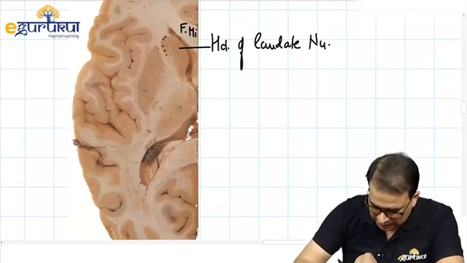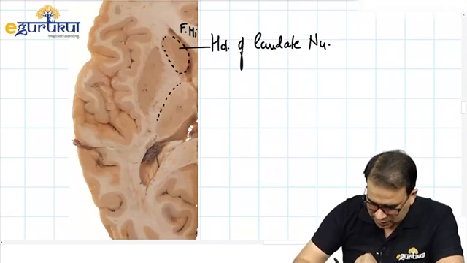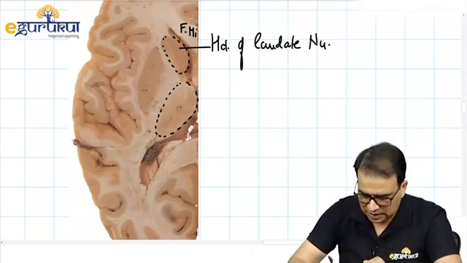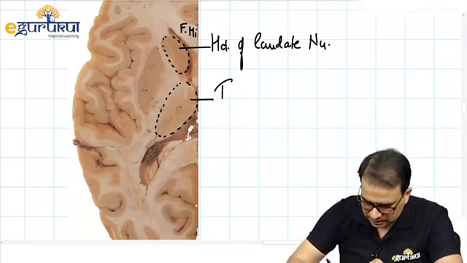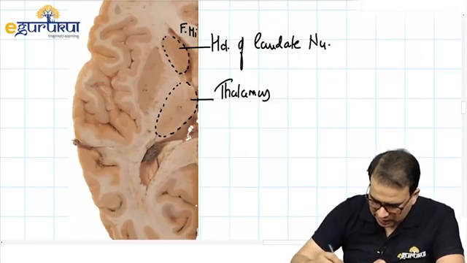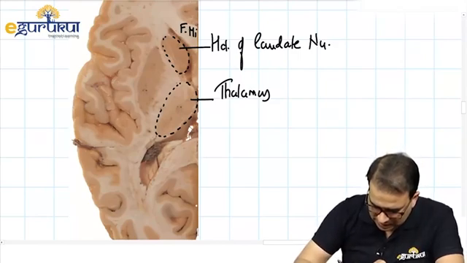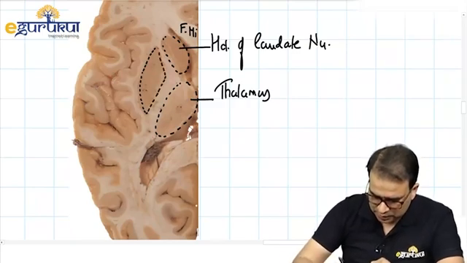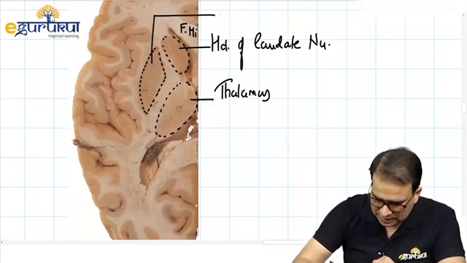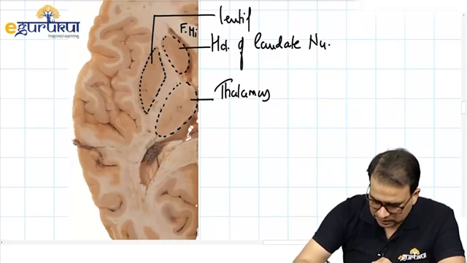If I just put dotted lines for you, this is the caudate nucleus here. This time, the section is slightly lower, so it's not the upper aspect of the thalamus. The section is going through the thalamus. So that's the thalamus here. And lateral to it, this here is the lentiform nucleus. Look at this lens-shaped nucleus. Let me mark it here. This is called the lentiform nucleus.